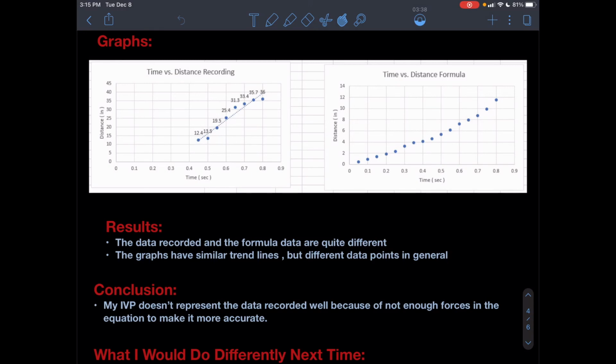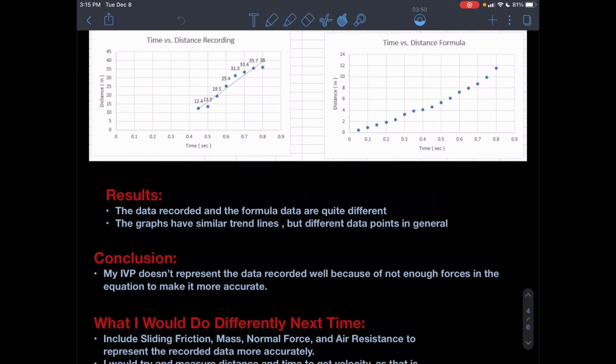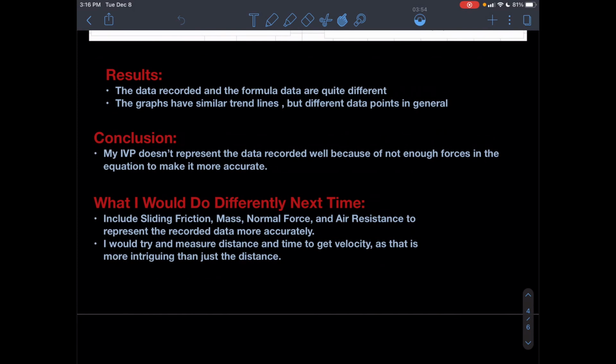It doesn't represent the data very well because I just didn't have enough stuff to include in the equation to balance it out. What I would do different is include sliding friction, mass, normal force, and air resistance to represent the recorded data more accurately.